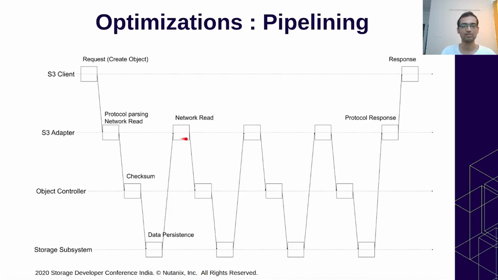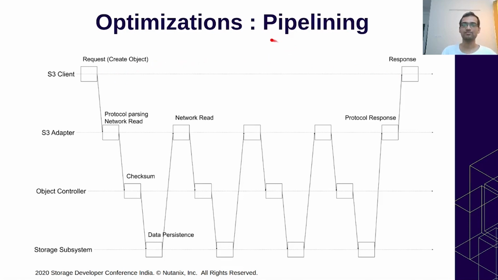chunk of the payload. So this keeps on happening in a loop till we are able to drain all the chunks that the client has sent to the storage subsystem, and once everything is persisted, we send the final protocol response from the S3 adapter to the S3 client. And the client-visible latency is the whole latency between this request and the response that you see on the screen.